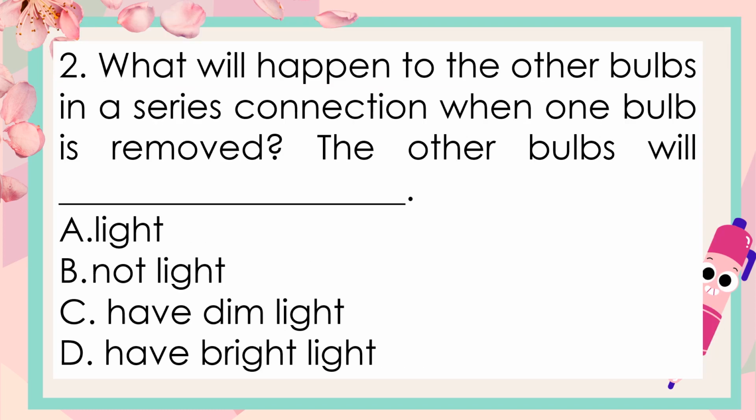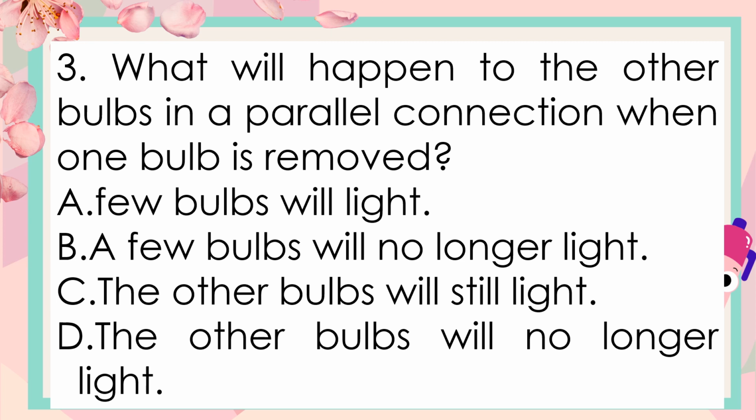Number 2. What will happen to the other bulbs in a series connection when one bulb is removed? The other bulbs will A. Light, B. Not light, C. Have dim light, or D. Have bright light. Number 3. What will happen to the other bulbs in a parallel connection when one bulb is removed? A. Few bulbs will light, B. A few bulbs will no longer light, C. The other bulbs will still light, or D. The other bulbs will no longer light.